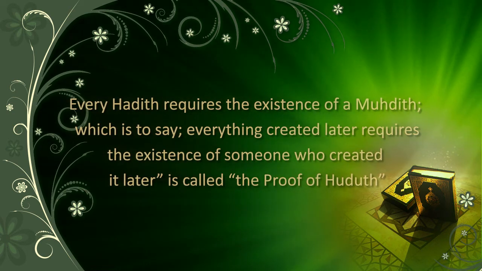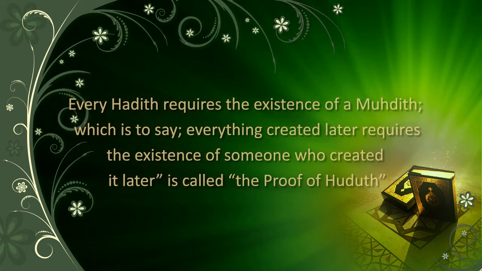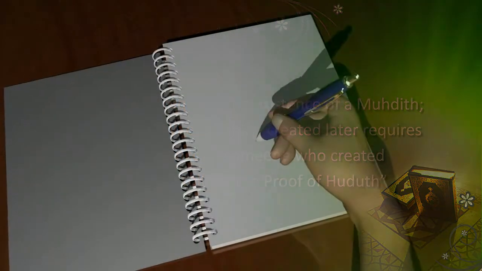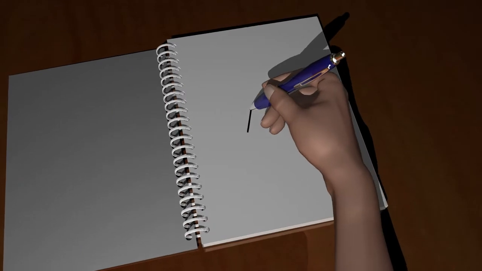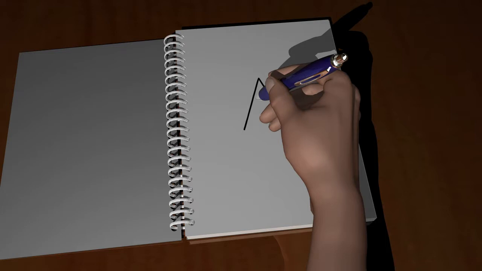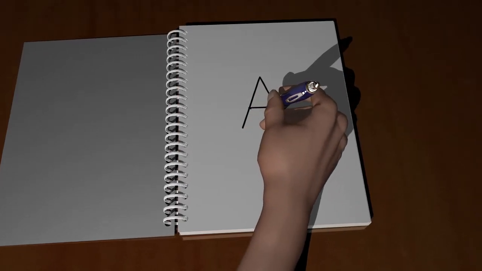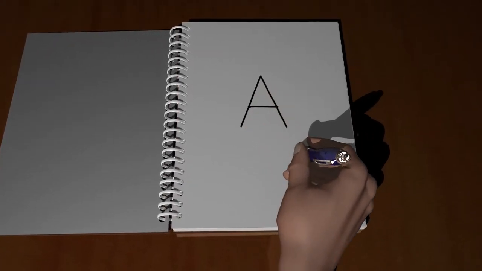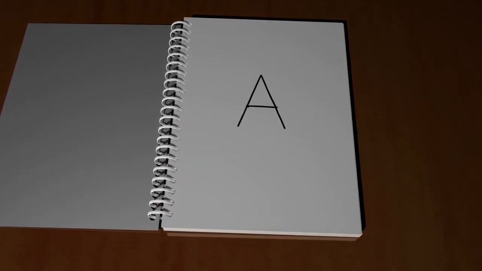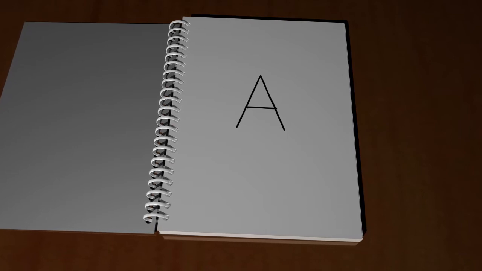We can comprehend this proof better with the following example. Imagine that you pick up a piece of paper and a pen. You write A on the paper. This letter A is Huduth. That is to say, it has been created later. It was not there a few minutes ago, but now it is there.